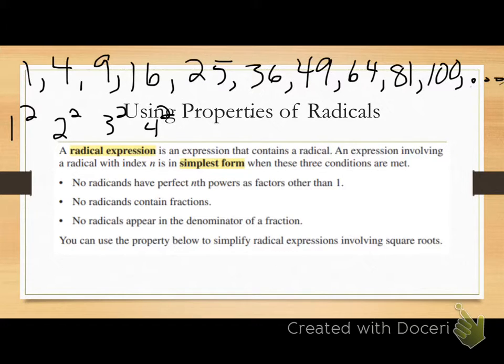Third condition for it to be in simplest form, no radicals appear in the denominator of a fraction. So if I have a fraction, I can't have a square or a radical in the denominator. As long as it meets those three conditions, my radical expression is in simplest form. Everyone got that? Now, you can use the property that's on the next slide. It's not below. It's on the next slide. To simplify radical expressions involving square roots.